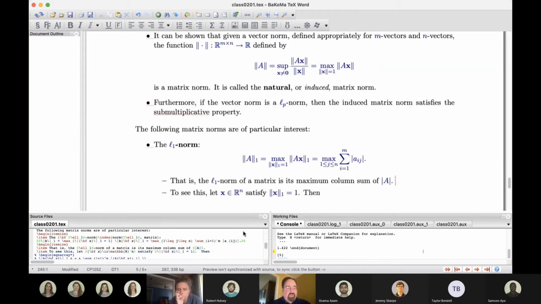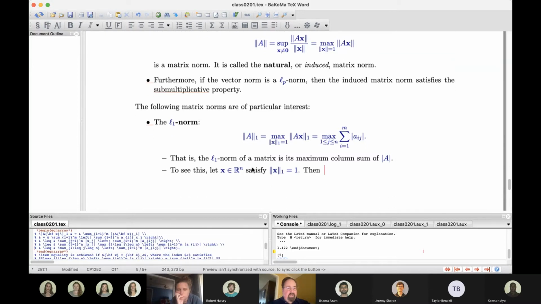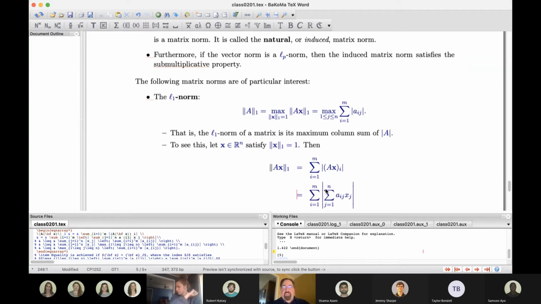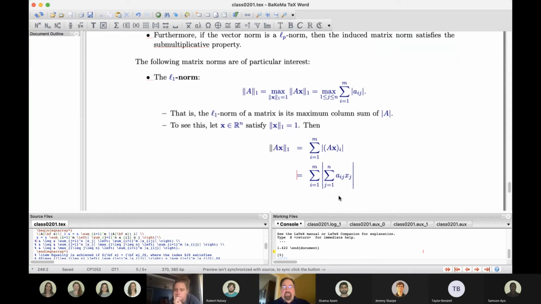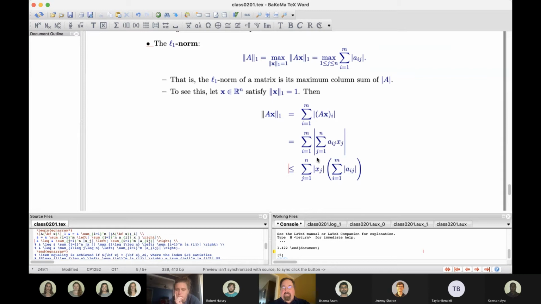Now, I do have the proof worked out here. Again, because of time, I'm not going to go through the details of it. It comes from using the definition of matrix vector multiplication. So here we have one component of A times x. We write it out in terms of the matrix vector product formula. Then the triangle inequality, just applied to the ordinary absolute value, lets us move the sum outside the absolute value, and then we pull the x's out. So basically, we're rearranging the order of the sums.